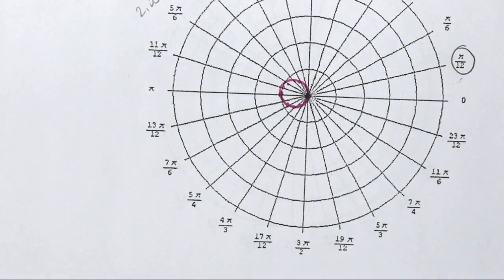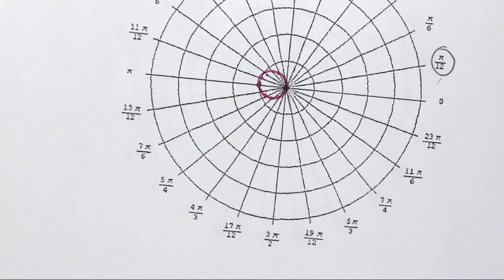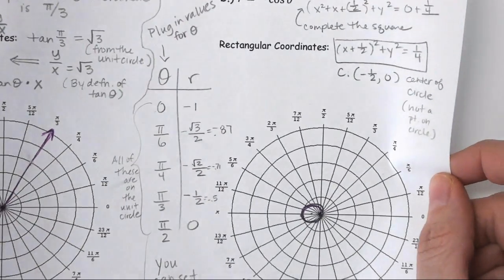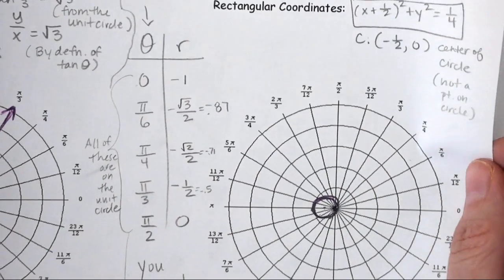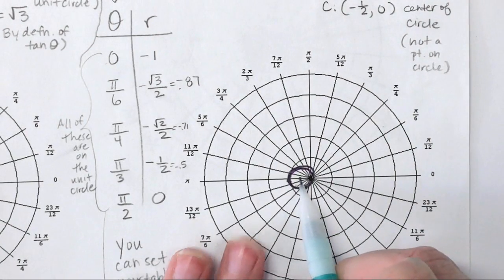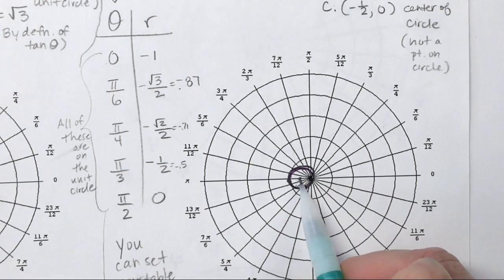Okay, and then our circle, if we look in the center, I put a little dot in there. And that's going to be our center here. Yeah, -1/2, 0. So, because it's on the 0 line and then you're going to the left.